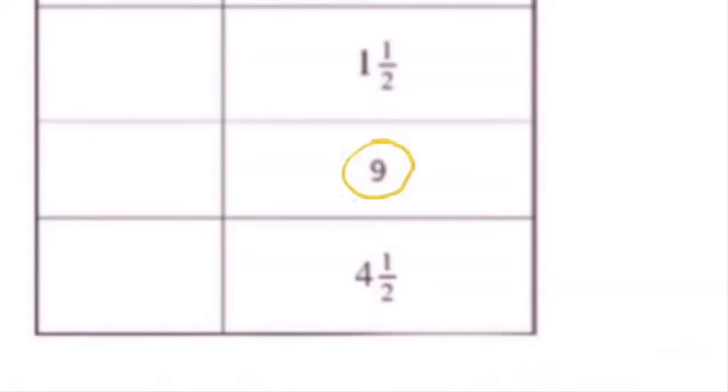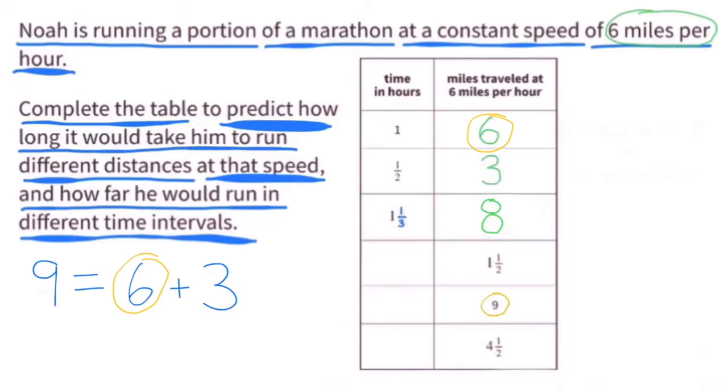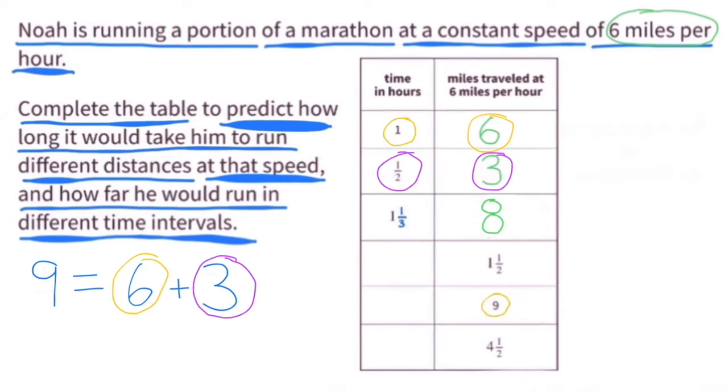Since this one looks easier, I'm going to skip down to 9 miles traveled at 6 miles per hour. 9 is equal to 6 plus 3. Since he ran 6 miles in 1 hour and he ran 3 miles in a half hour, he would have run 9 miles in a total of 1.5 hours.